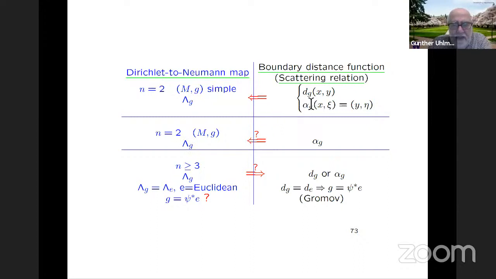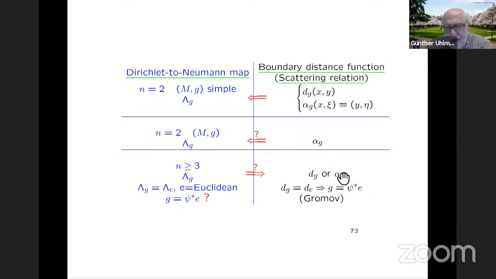mention that we have had a connection between the distance function and the Dirichlet-Neumann map if the manifold is simple, because we needed that the geodesic transform is injective. That's the main thing that we use, or that the adjoint is onto. Is there a connection between the scattering relation and the Dirichlet-Neumann map when you have caustics? In 2 dimensions, we don't know that. And in 3 dimensions, actually, you want to go the other way because we know a lot about the distance function or the scattering relation.